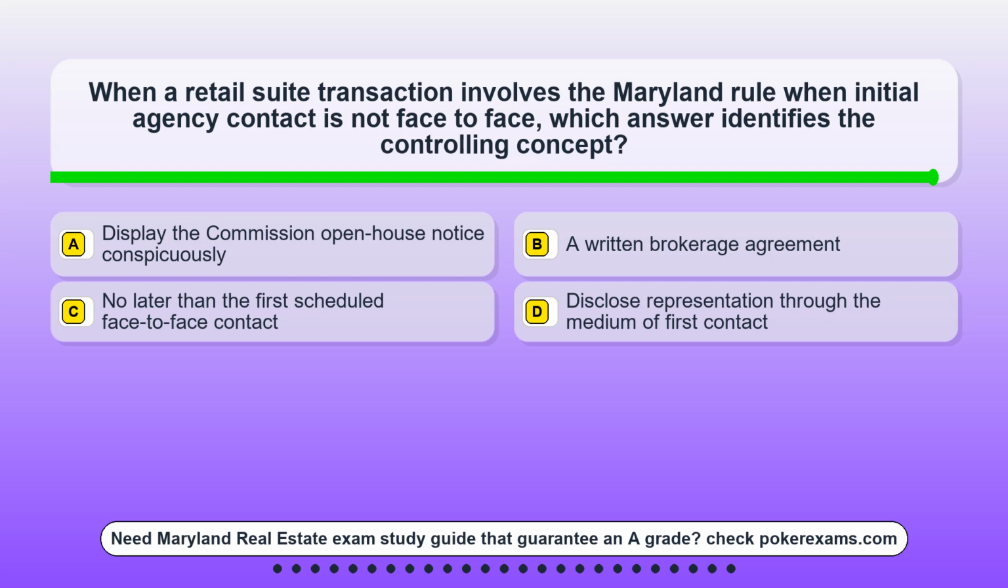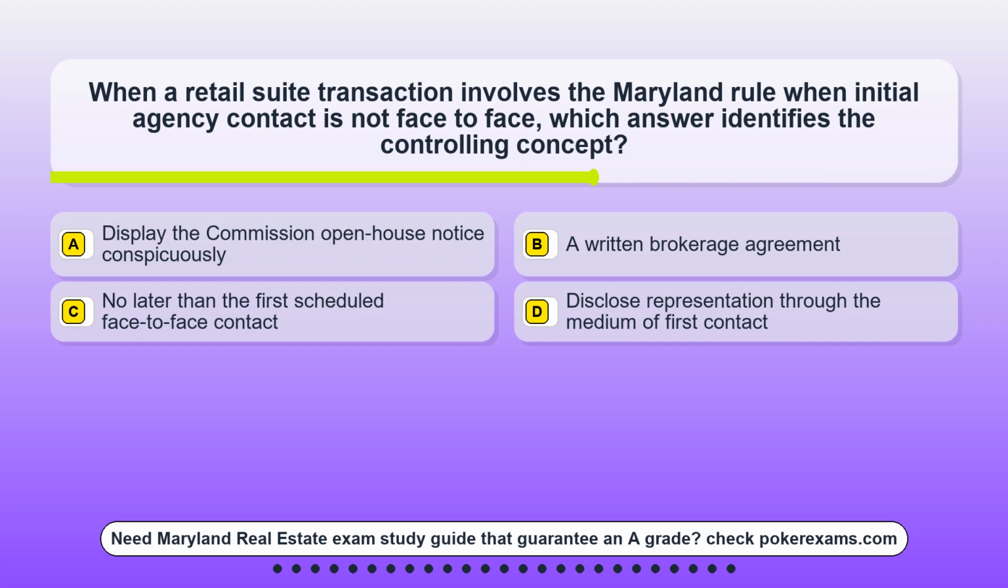Question 19. When a retail suite transaction involves the Maryland rule when initial agency contact is not face-to-face, which answer identifies the controlling concept? Option A, display the commission open-house notice conspicuously. Option B, a written brokerage agreement. Option C, no later than the first scheduled face-to-face contact. Option D, disclose representation through the medium of first contact.